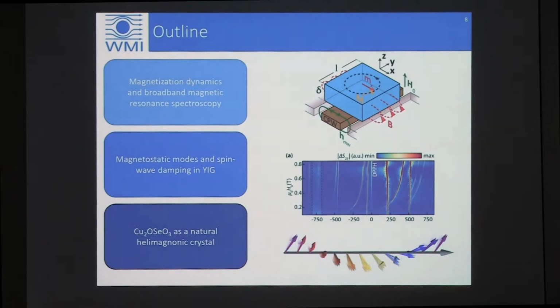Of my talk. So first of all, I'm going to give a short introduction to broadband magnetic resonance spectroscopy. I'm going to talk about magnetostatic modes, so that's dipolar interaction. It's causing non-collinear dynamics in yttrium iron garnet, and then about this more complicated material, the copper selenide, which is a skyrmion host material, and we're going to study the dynamics in this material.